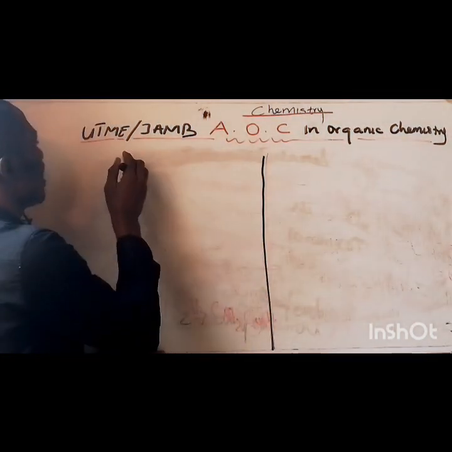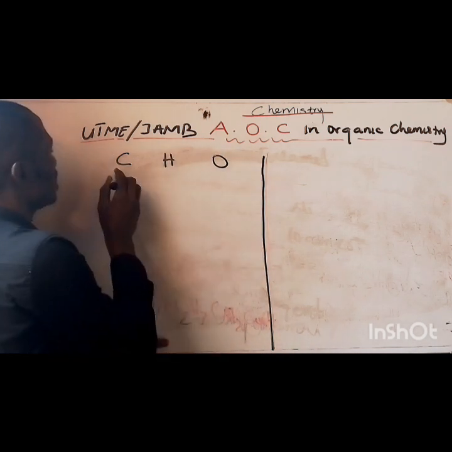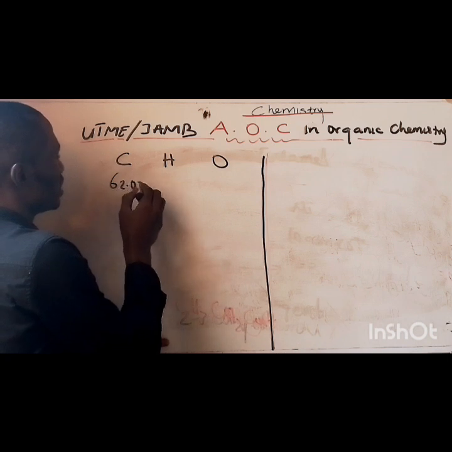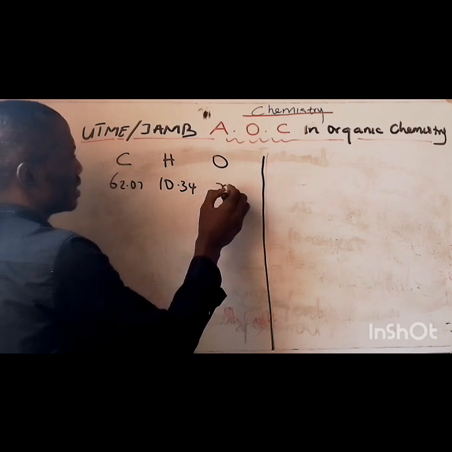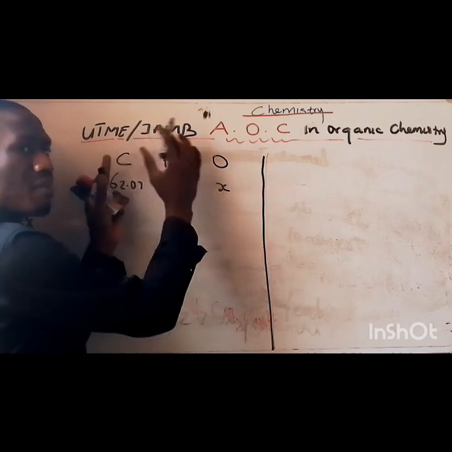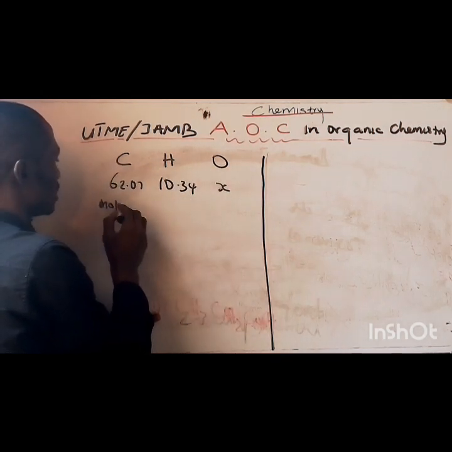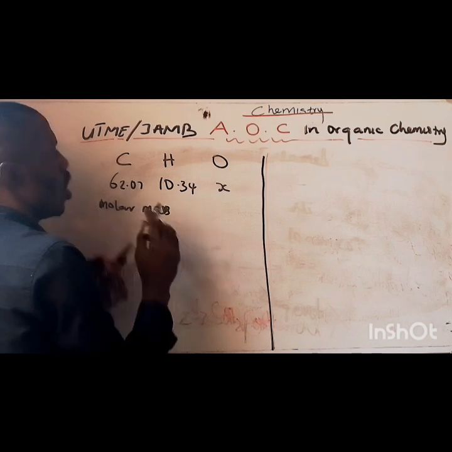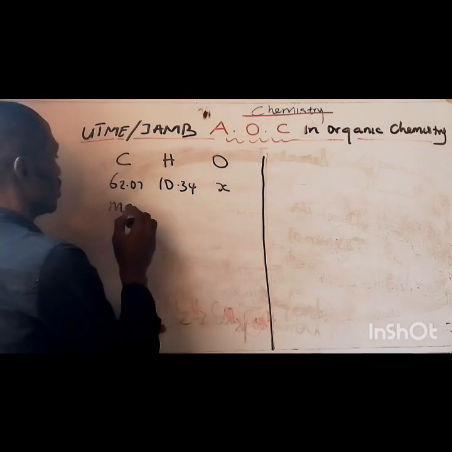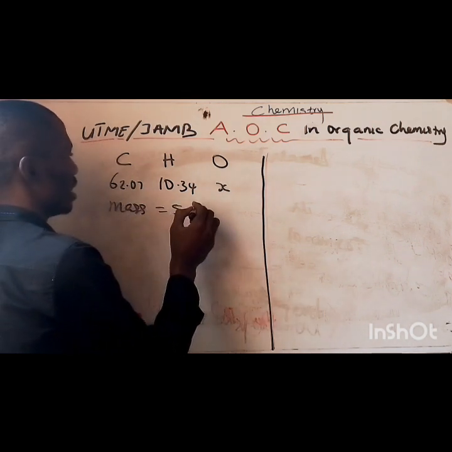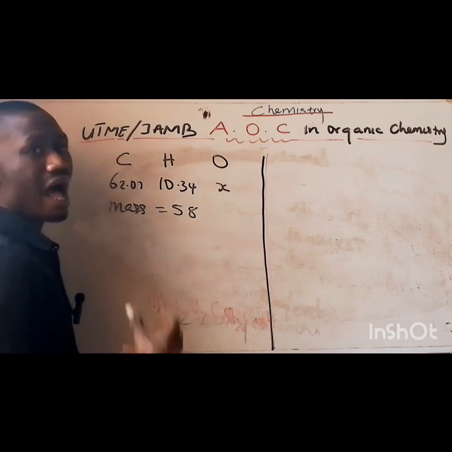A quick example. So let's say we have carbon, we have hydrogen, and we have oxygen. Alright? And then let's say carbon is 62.07, hydrogen is 10.34, and then oxygen is X. And then they say that the mass of this organic compound, not the molar mass now, the mass of the organic compound is 58. Okay? And then you are told to find the empirical formula and the molecular formula.